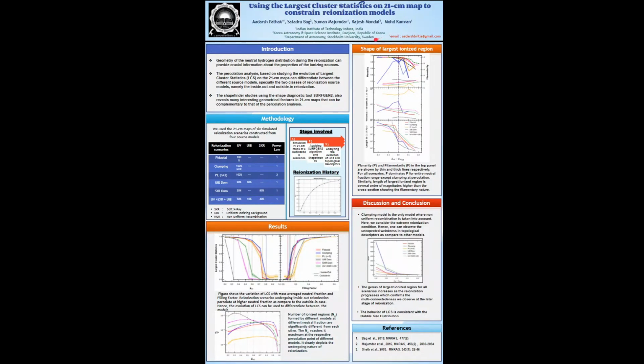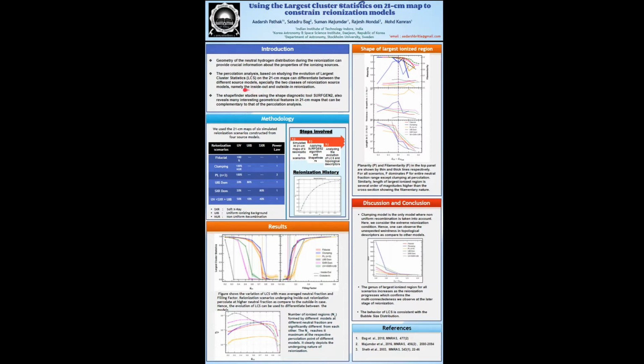This presentation is particularly dedicated to the poster which I am going to present at the 4th Global 21 cm workshop. The basic idea is as follows. Basically, we are using the largest cluster statistics on the 21 cm map to constrain our reionization models. We know that the geometry of the neutral hydrogen distribution during the EoR can be used to study the properties of the ionizing sources. In our work, we are mostly focusing on the largest ionized region found by these ionizing sources in order to study their properties.